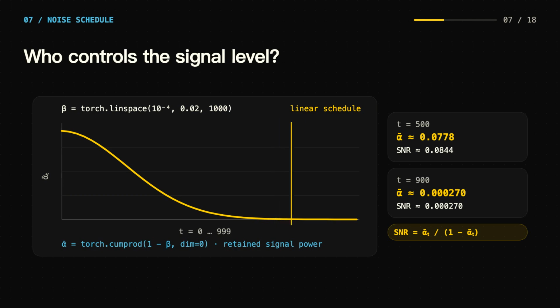With this linear schedule, alpha bar at step 500 is about 0.078. It is not close to zero. At step 900, it reaches roughly 2.7 times 10 to the minus 4. In signal-to-noise terms, step 500 is about 0.084, while step 900 is about 0.00027. The middle still contains some image information, only the final region is almost pure noise.